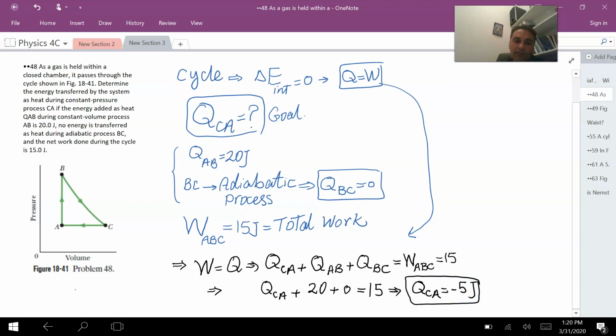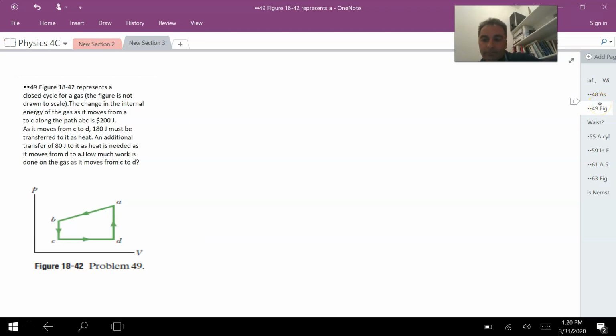So what is happening in the process CA? The system loses heat. That's why Q is negative. If Q becomes positive, that means the system absorbs heat. So here, in part CA, the volume decreases, so it gives away heat. That's all. Question number 49.